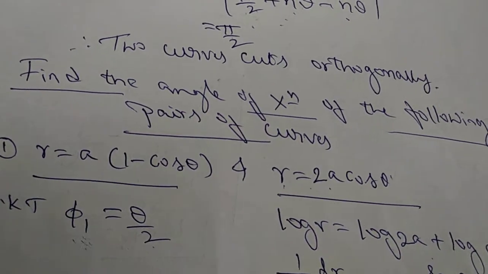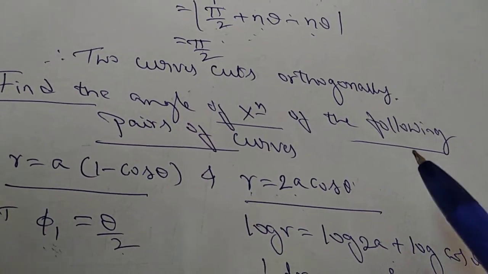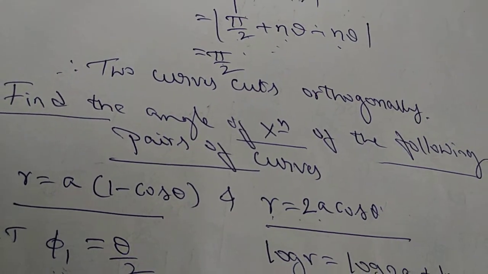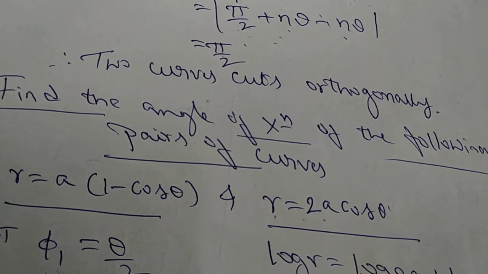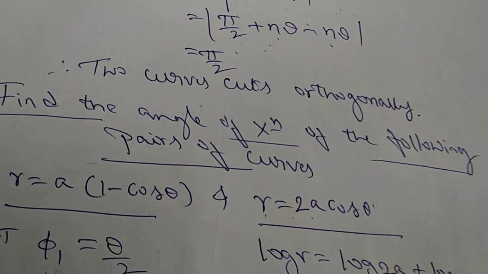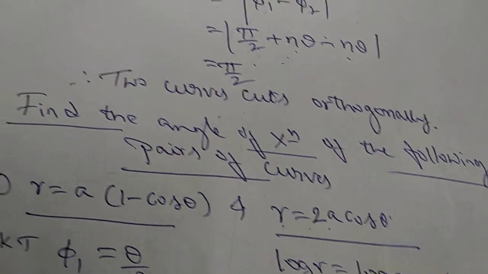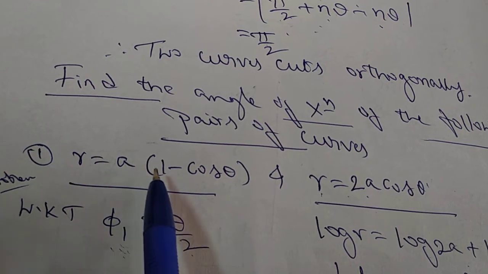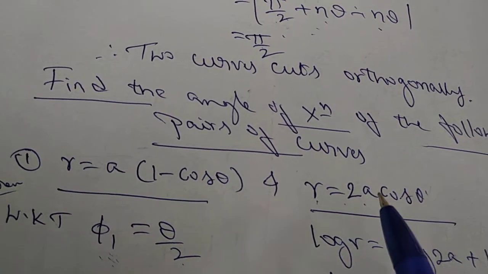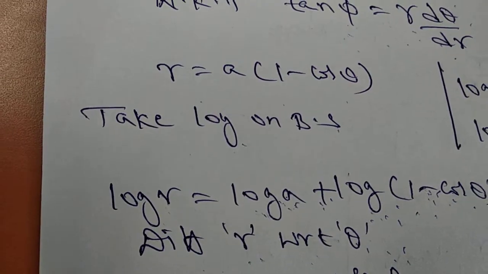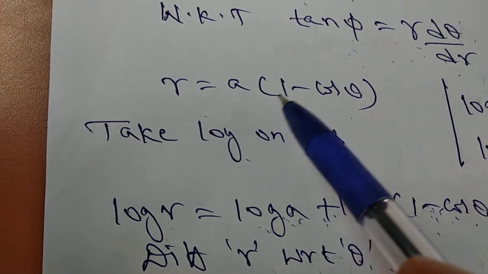Next, find the angle of intersection of the following pairs of curves. Here we have to find out the angle between two curves. In the previous problems, we had to show the angle between two curves is 90 degrees. Here it is not like that. What is the angle between two curves? First problem: r is equal to a(1 minus cos θ), and the second curve r is equal to 2a cos θ.